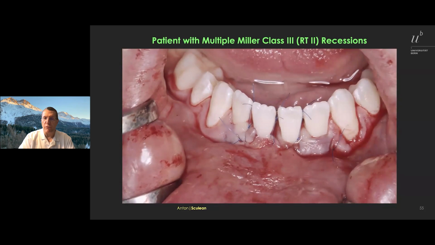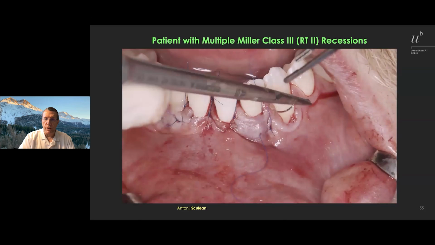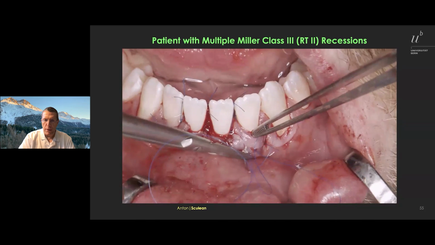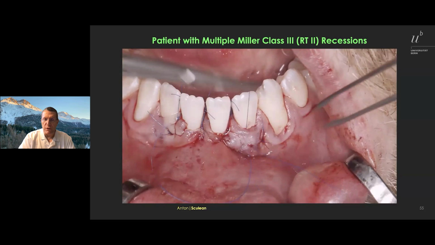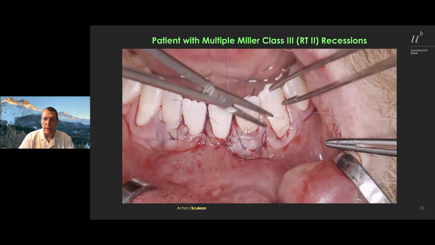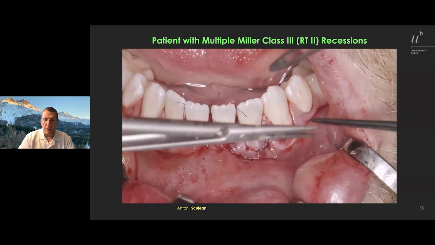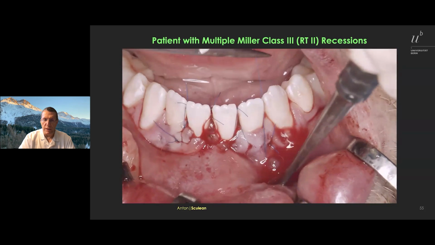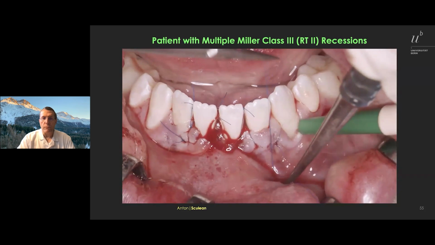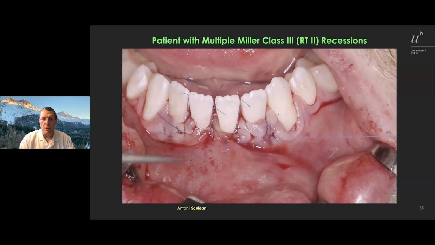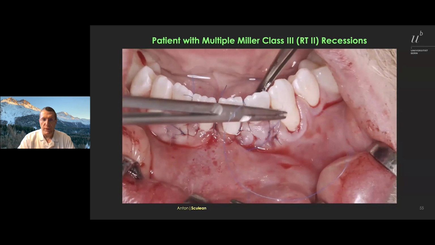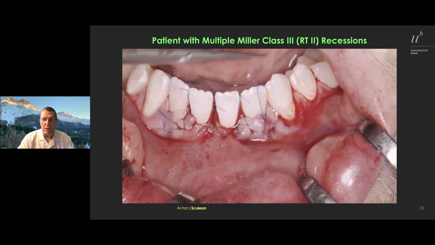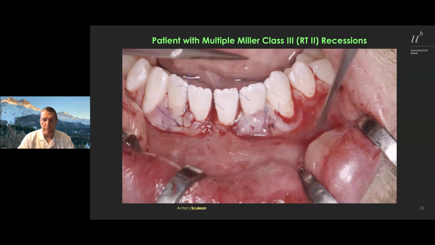Now we still have the recession at the canine. And you can see this problem here. We don't have now enough connective tissue graft. So what I do in such a case is to use my 3D collagen matrix in order to stabilize completely the entire complex, the entire area.